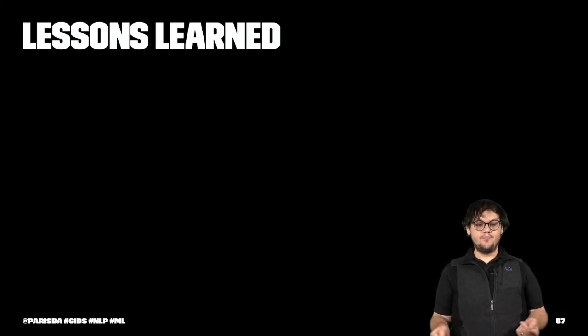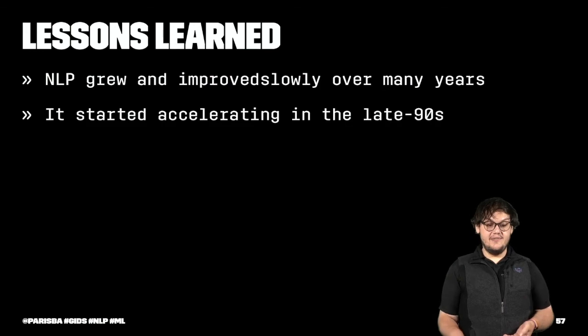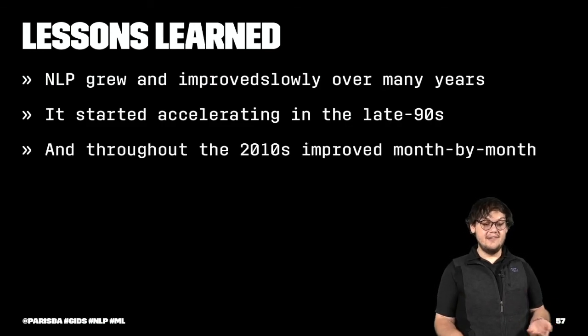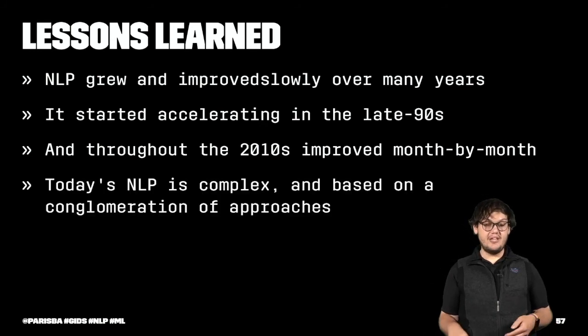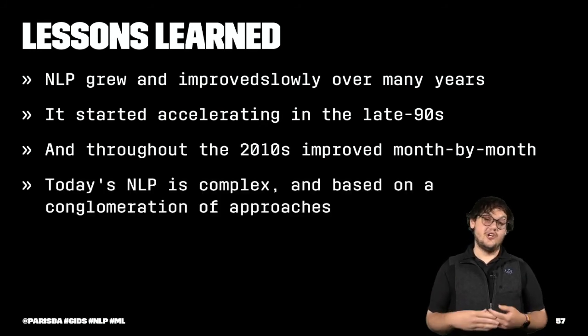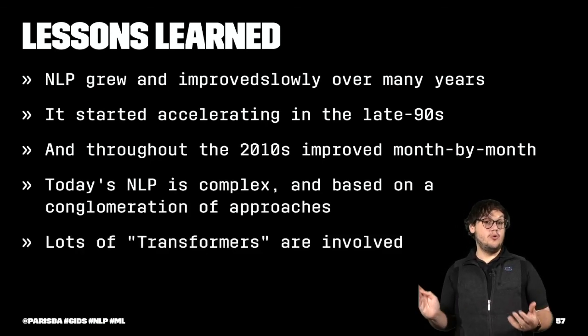Let's see what we learned. It's all very easily, basically. NLP grew and improved slowly over many years. It started accelerating in the late 90s, and throughout the 2010s it improved almost month by month. Today's NLP is complicated and based on a conglomeration of approaches. There's no one single approach anymore. However, transformers are very popular.